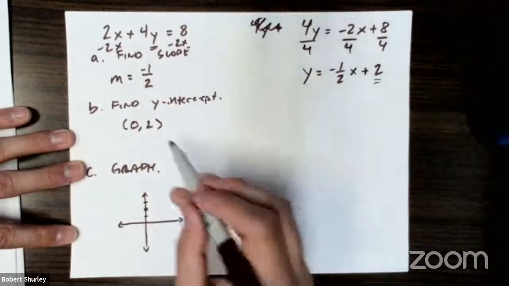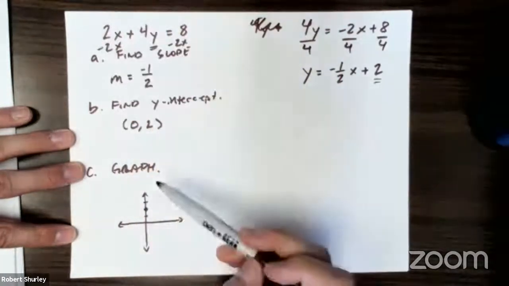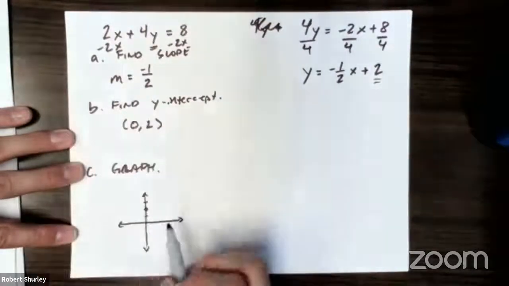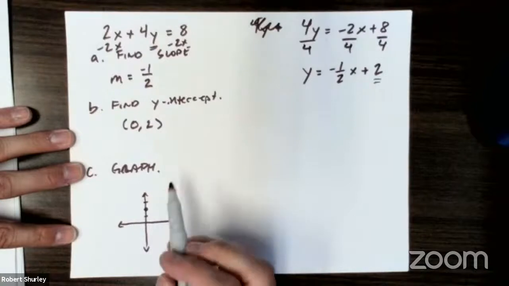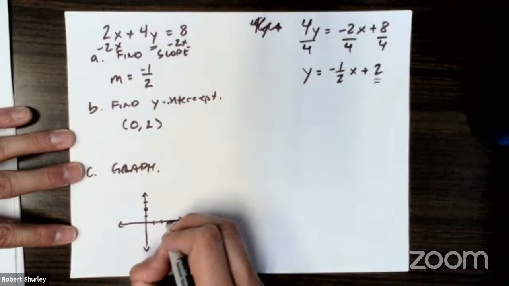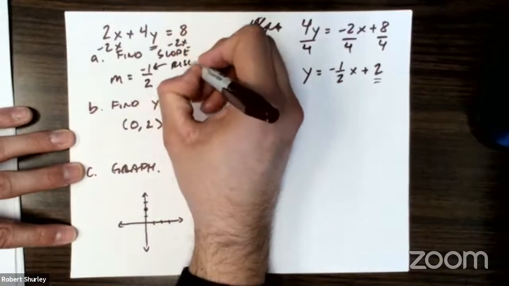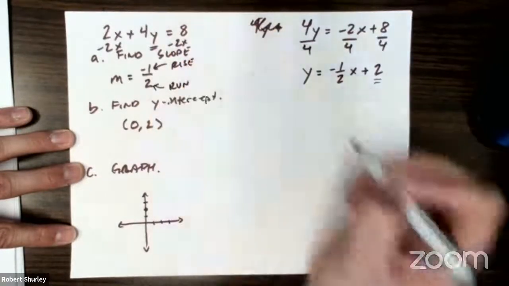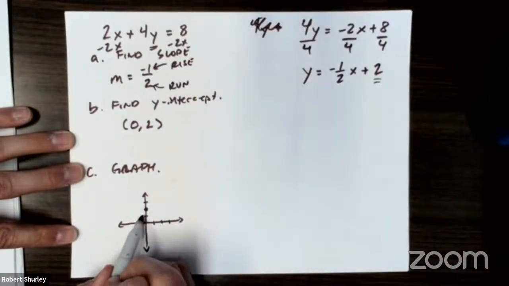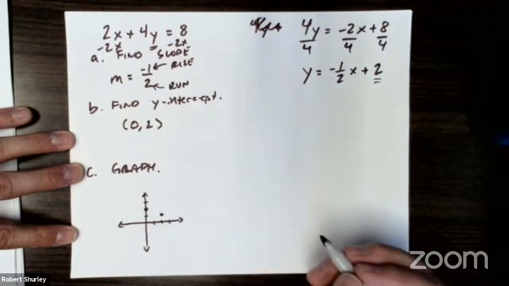I know that my line goes through this coordinate because it's the line's y-intercept, right? Now, I don't know another coordinate per se on here, but I do know the slope. The slope is negative 1 over 2. So from that coordinate, I'm going to do the rise and the run. Remember, this is our rise, and this is our run. So I'm going to rise negative 1. From here, I'm going to go down 1, and then I'm going to run 2, 1, 2. And I know I've got another coordinate on my graph.